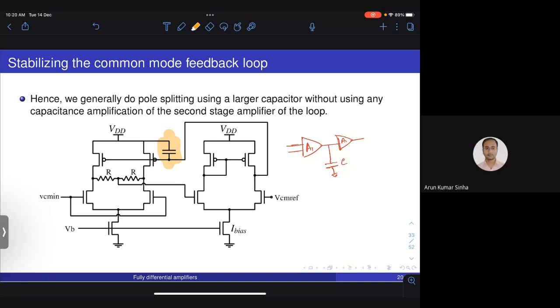Professor Naveen, this configuration will decrease the gain, I think, right? Because of R, I think. Yes, it will reduce the gain. We will come to that. Gain reduction is one problem. Stability is a more serious problem.